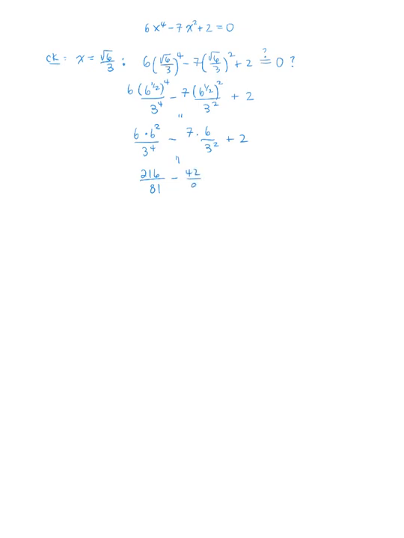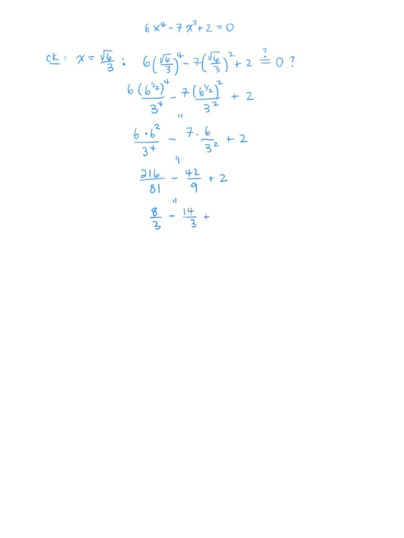And then 3 squared is 9. And then plus 2. Yikes. Okay, so now let's try to rewrite this. So 216 over 81, that's going to reduce to, what is that, 8/3. And then minus 42 over 9, that's going to reduce to 14 over 3.